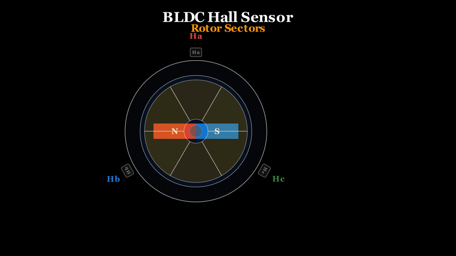Finally, let's take a look at the Hall sensors. We use these sensors to track the exact position of the rotor's permanent magnets. When the north pole of a magnet approaches, the sensor outputs a high signal, and when it moves away, it outputs a low signal. By monitoring these signal changes, we can divide the rotor's position into 6 distinct sectors. This allows us to determine exactly where the rotor is at any given moment during its rotation.